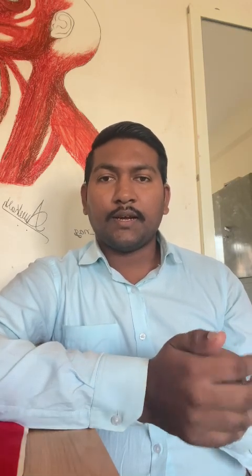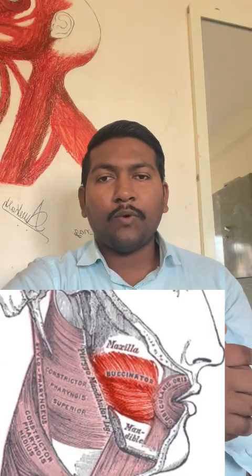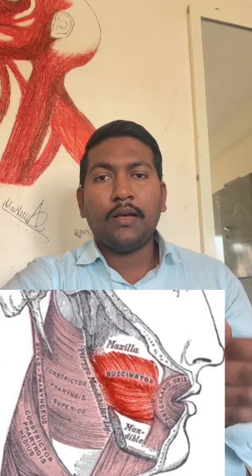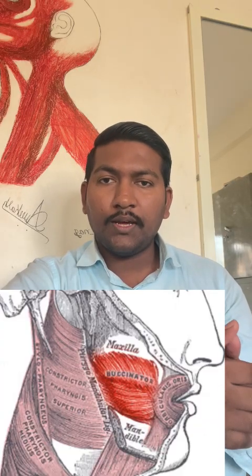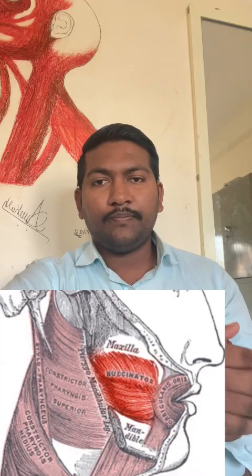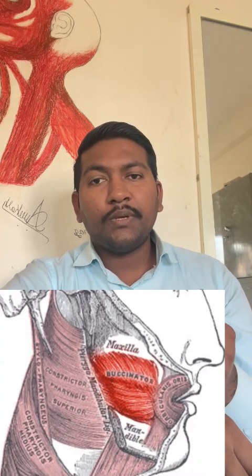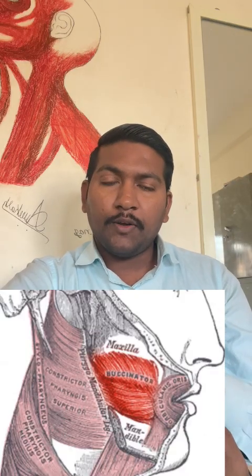Hello, good morning. Today we will discuss the continuation part of the muscles of the mouth. In that we will discuss the buccinator muscle. The buccinator muscle is a quadrilateral thin muscle which arises from the alveolar process of the maxilla and mandible corresponding to the molar teeth, and it is separated from the superior constrictor muscle behind by the pterygomandibular raphe.